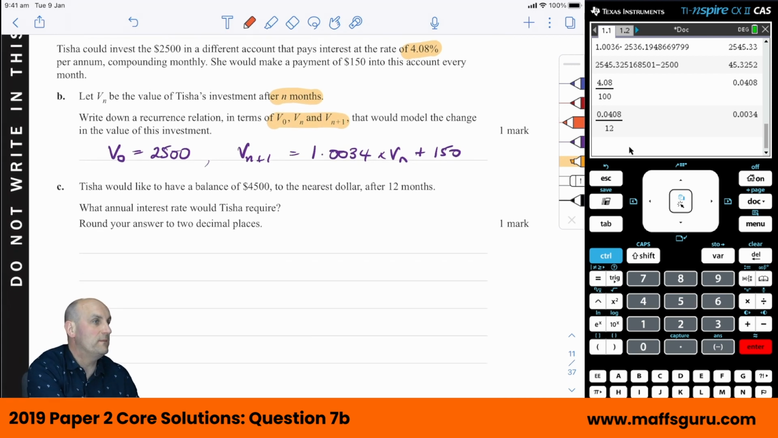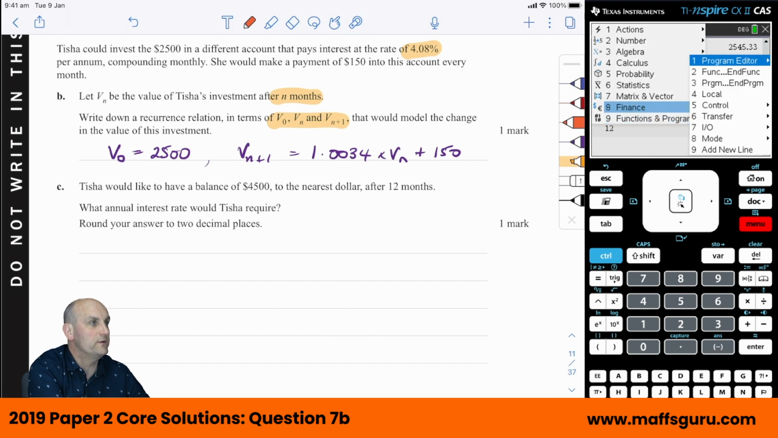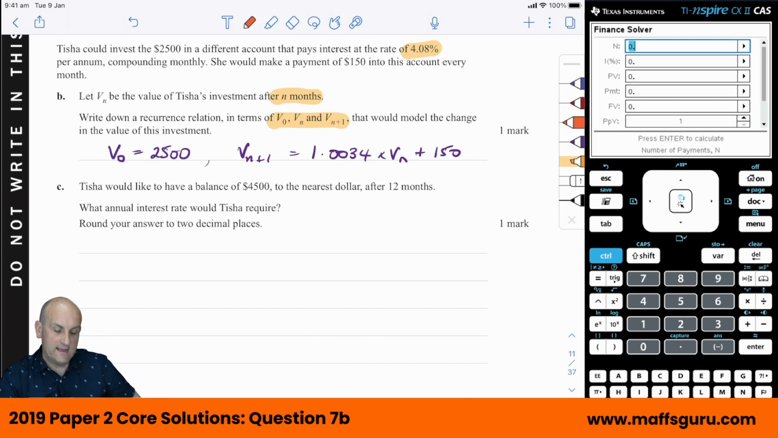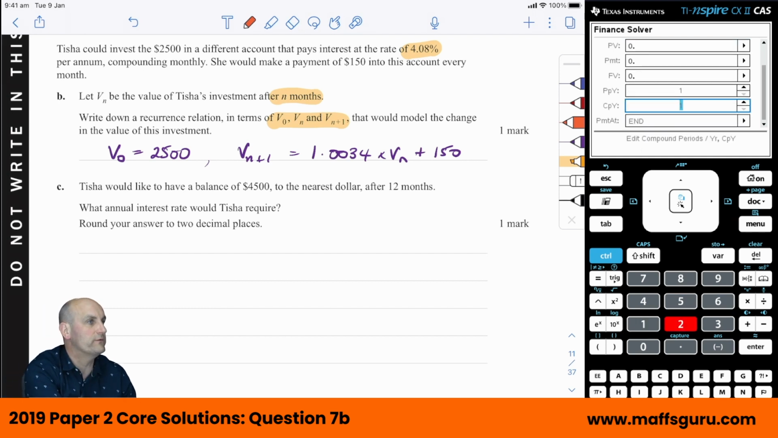Okay, for this one, I think I'm just going to fire up my financial solver and see what we come up with. Functions and programs, note, where is it? Finance solver, right. N is 12 because it's 12 months. Compound periods we'll change in a moment. Let's do this in sequence. I'm trying to find the interest rate: principal value 2,500, payment 150, final value we said wanted 4,500. Payments per year is going to be 12. There we go. So we've put in all the information that we need. And then I'm just going to go enter to calculate. That was silly because I paid in.